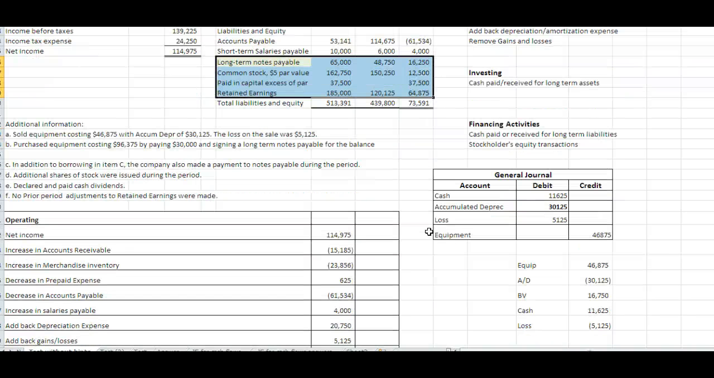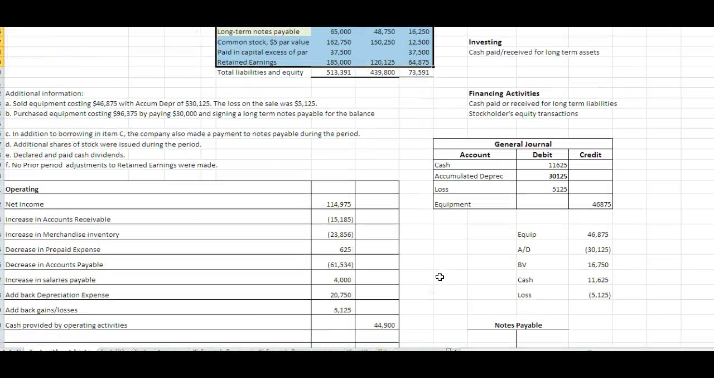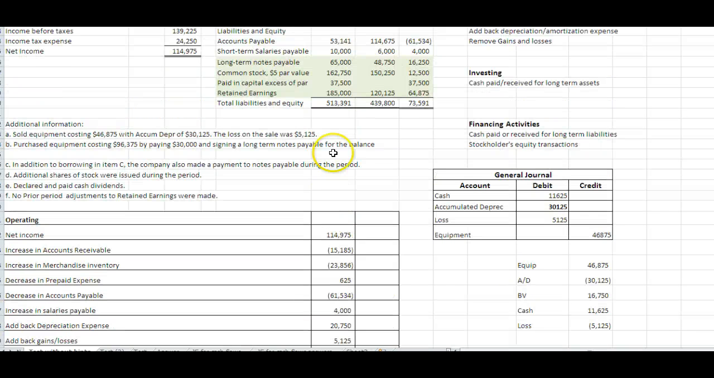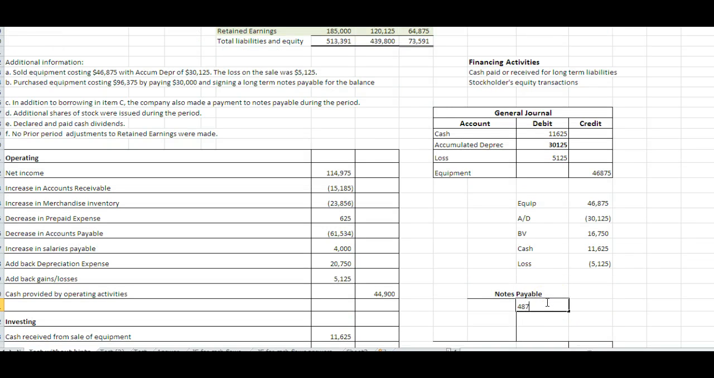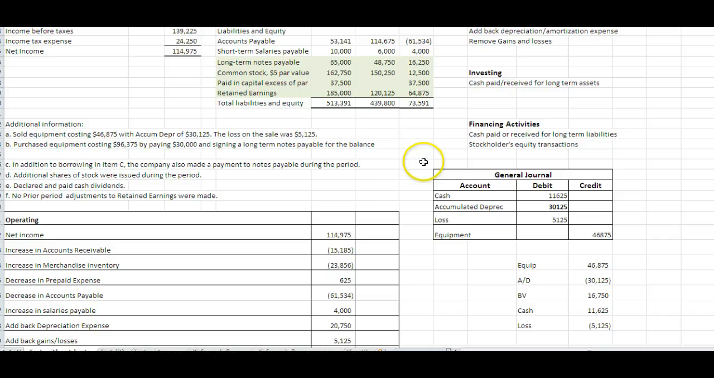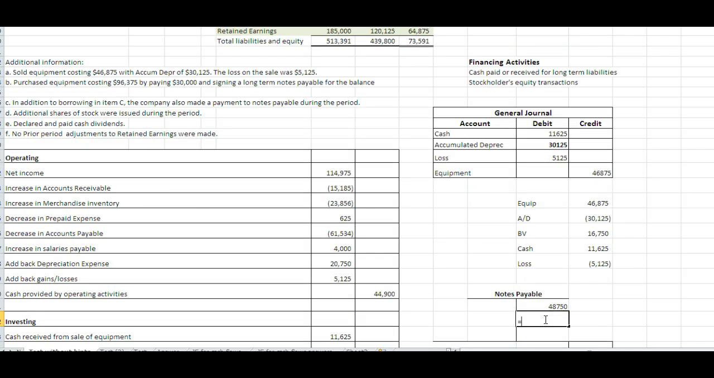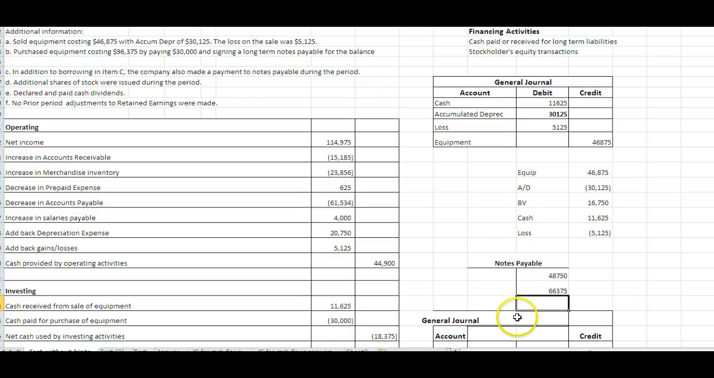My long-term notes payable changed by $16,250, but it doesn't say how much I got or paid, so I'm going to need to do a T account of notes payable and find out what went on. In notes payable, I started off with $48,750, and then in letter B I added to that because I financed part of that equipment. So I added the difference in the amount that I bought that equipment for and my down payment on it. That was $96,375 minus $30,000, so I must have financed $66,375.